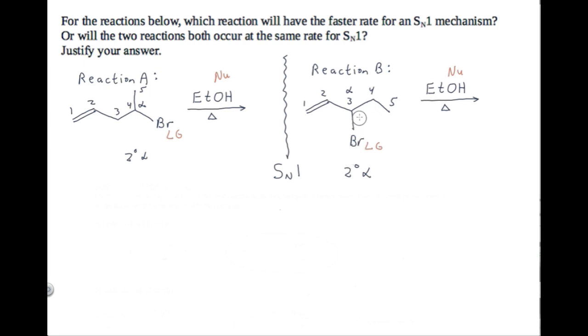It might be obvious to you how the alpha carbons are different. But if not, it would be helpful to start going through the mechanism. So let's start going through the mechanism here and see if that helps us to see how these compounds are different. It's an SN1, and we know that the first step for an SN1 is for the leaving group to leave.